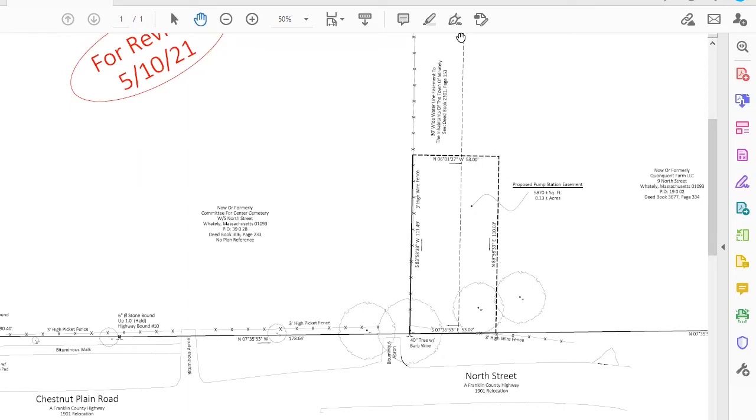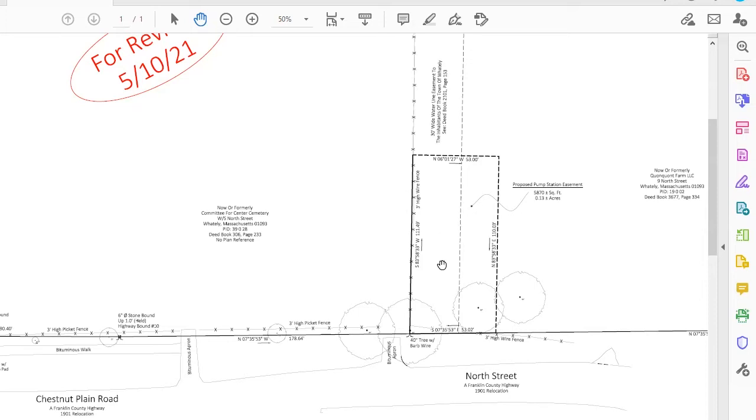There's an existing easement. The lighter dotted line here is where the water main comes down. So this is overlapping the existing easement. So it's actually a much smaller easement, but we're accepting just a rectangle because it's easier to do.